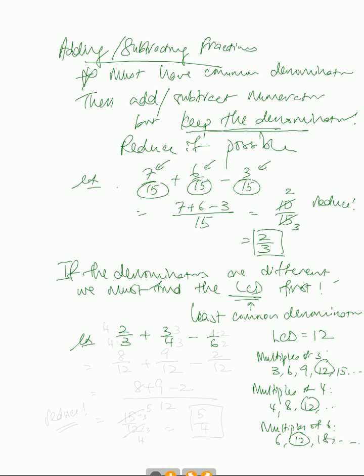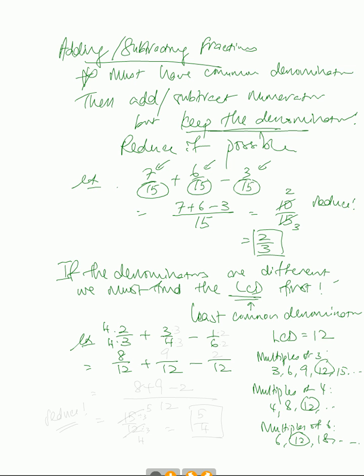So now that we've decided we want the LCD to be 12, the way to do it is we're going to make everybody 12. So you have to go back into the original fractions and ask yourself, what must you multiply to 3 to make it a 12? So 3 times 4 will make it 12. That means I have to multiply 4 to the top as well. So 4 times 2 becomes 8.